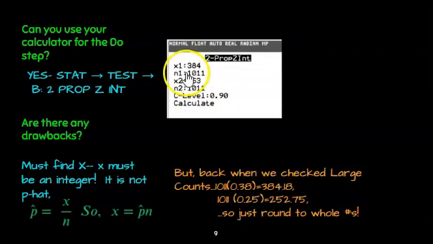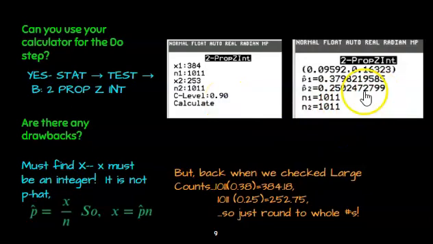My x1 was 284. I rounded it to 284. There's my sample size. My x2 was the second sample when I did the n times p-hat. I round it to a whole number at 253. And then sample size, and I adjusted my confidence level. When I hit enter, then it generates the p-hat values for me, and there's my interval at the top. So it's a big time saver.